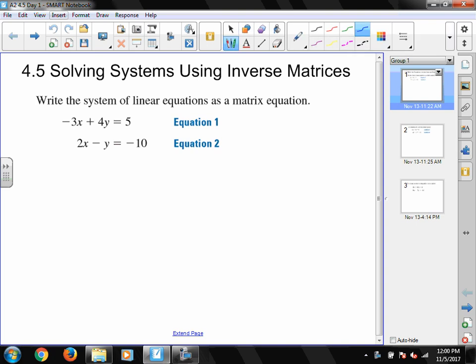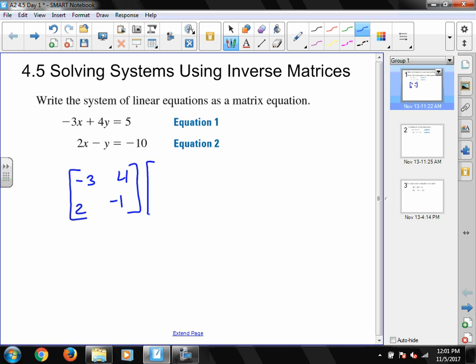First thing we're going to do today, we want to write the system of linear equations as a matrix equation. Pay attention to directions. If I tell you just write the system as a matrix equation, you do not need to solve it. All we need to do is set it up. This is going to be a lot like what we did with Cramer's rule. We're going to take all of our coefficients and make those into a coefficient matrix. So, -3, 4, 2, -1, just like we did with Cramer's rule.